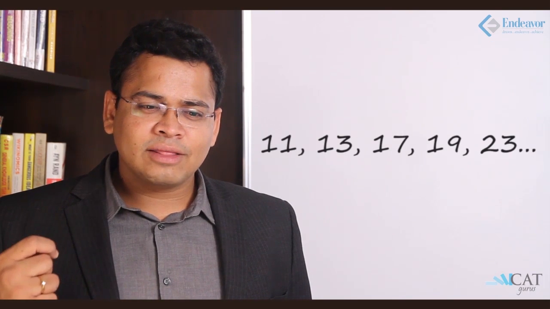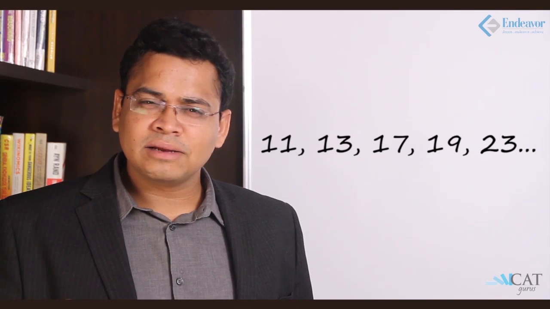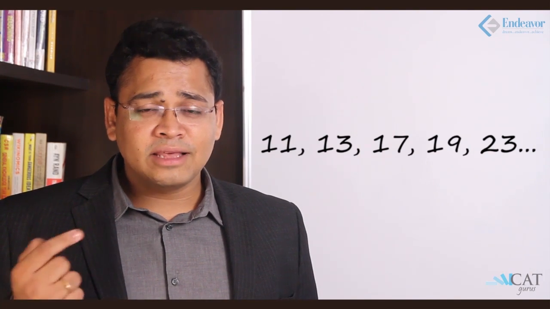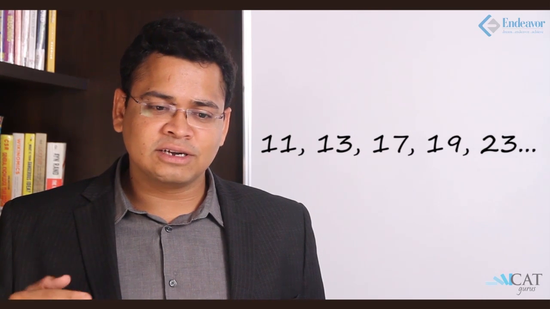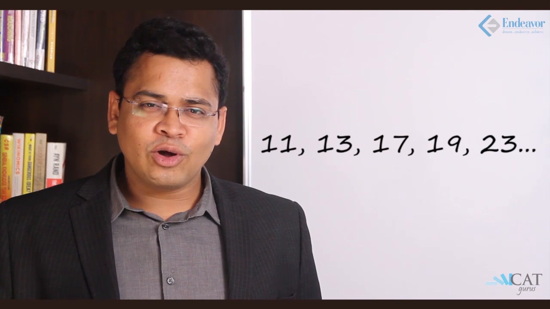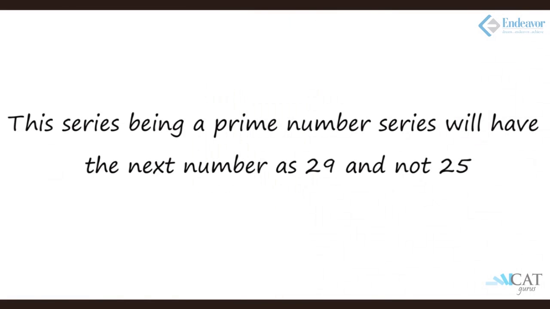The first example, if I say, is 11, 13, 17, 19, 23, it is very visible that each of these numbers is a prime number and they are going one after the other. Say the prime number after 11 is 13, after 13 is 17, after 17 is 19. So after 23, all we need is the next prime number, which is 29. That would be the answer.